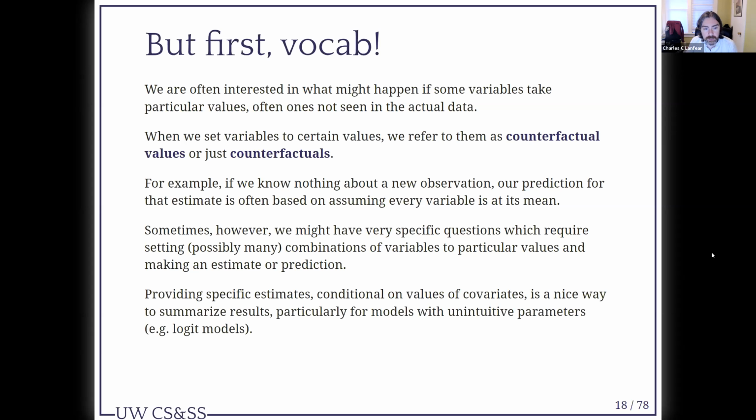Okay? So providing specific estimates conditional on the values of your covariates is a really nice way to summarize some results. This is especially the case for models that have unintuitive parameters. Instead of giving people log odds or odds ratios, both of which are very difficult to interpret, and I will say as an aside, if anyone ever tells you it's very easy to interpret log odds ratios, that person either doesn't know they're wrong or they're lying to you. The only case odds ratios are easy to interpret is with very, very rare outcomes. So they work pretty well for disease stuff. Other things, odds ratios probably do not mean what people tell you that they mean.